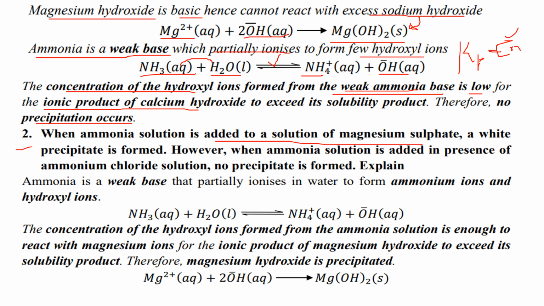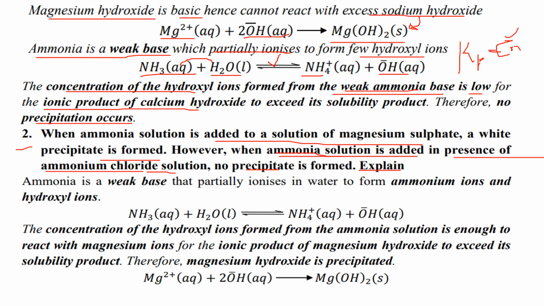So looking at number 2, we are saying that when ammonia solution is added to a solution of magnesium sulfate, a white precipitate is going to be formed. However, when ammonia solution is added in the presence of ammonium chloride solution, no precipitation occurs. Explain. Now notice that here, ammonia solution being there and ammonium chloride solution being there, we form what you call a buffer solution, and we are going to be explaining in terms of that.